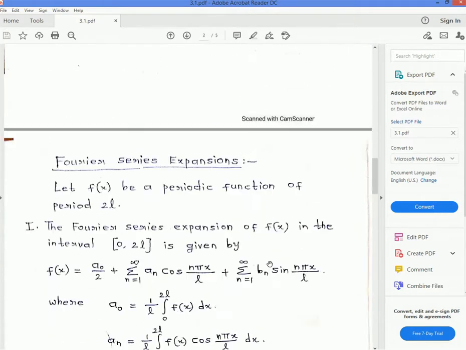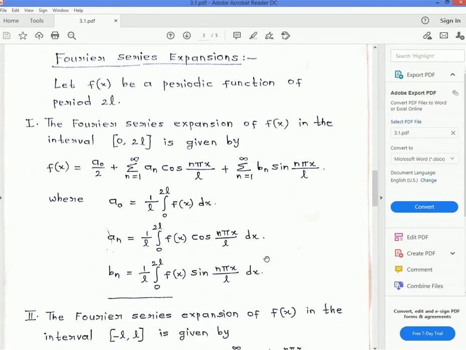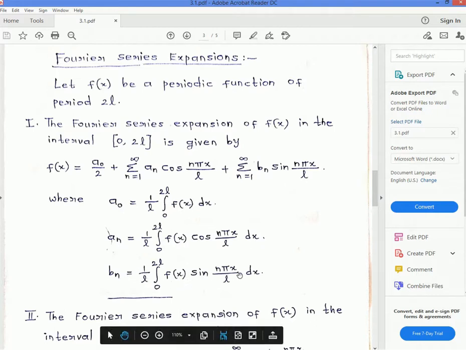No need. So now we'll discuss how to find the Fourier series in the interval 0 to 2l. Suppose the period is 2l here. The Fourier series expansion of f of x in the interval 0 to 2l is given by f of x is equal to a naught by 2 plus sigma n equal to 1 to infinity of a n cos n pi x by l plus b n sin n pi x by l, where a naught is 1 by l integral 0 to 2l f of x dx, a n is 1 by l integral 0 to 2l f of x into cos n pi x by l dx, and b n is 1 by l integral 0 to 2l f of x into sin n pi x by l dx.